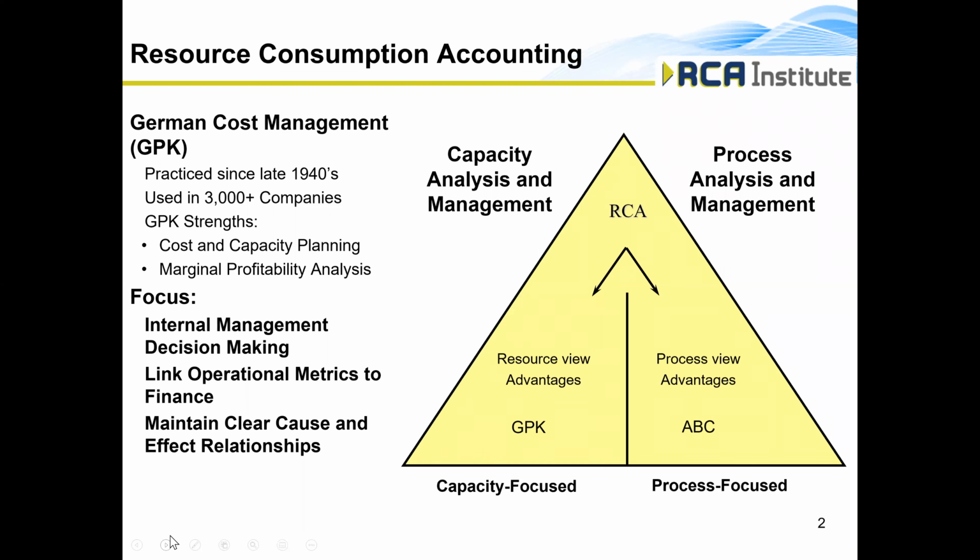RCA also brings in some of the process advantages of activity-based costing. The focus of RCA is on internal management decision-making, not on financial reporting. Its primary use is to link operations to finance, again, for decision-making, and it maintains clear cause and effect relationships. So there's no distortion from allocations or use of unusual depreciations that are easy to justify for financial reporting but don't represent reality.